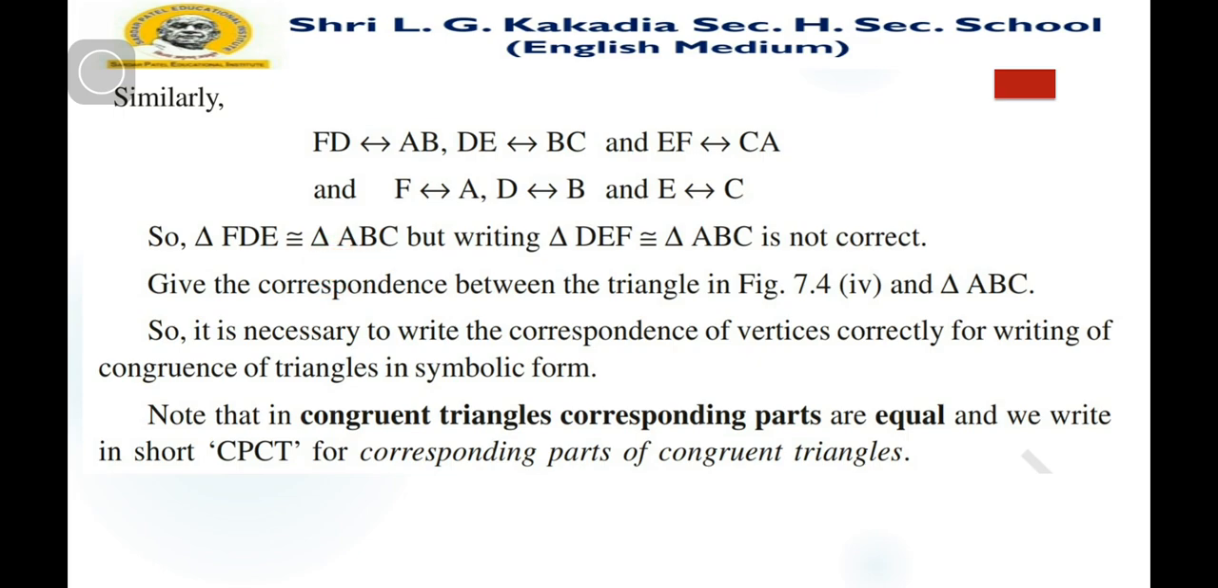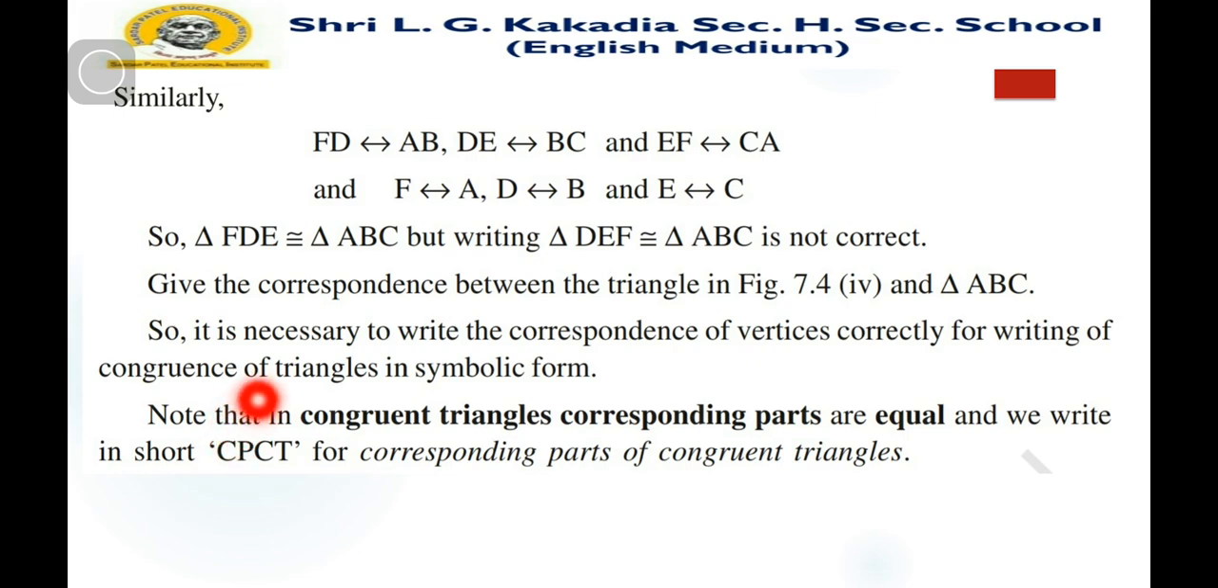Give the correspondence between the triangle in figure 7.4 and triangle ABC. So it is necessary to write the correspondence of vertices correctly for writing the congruence of triangles in symbolic form. Note that in congruent triangles, corresponding parts are equal, and in short we write CPCT.